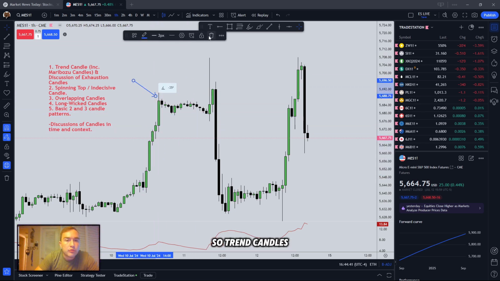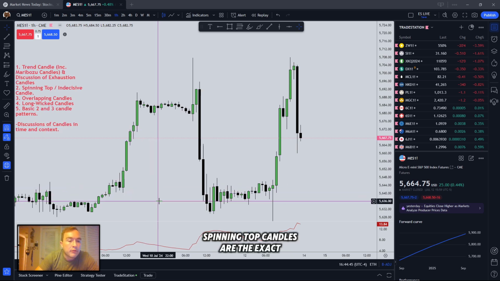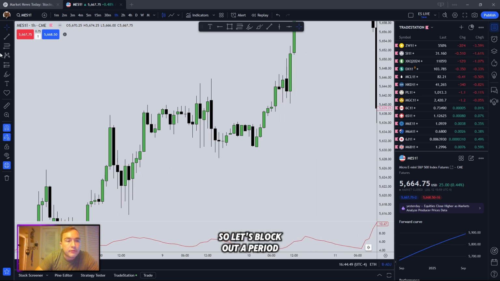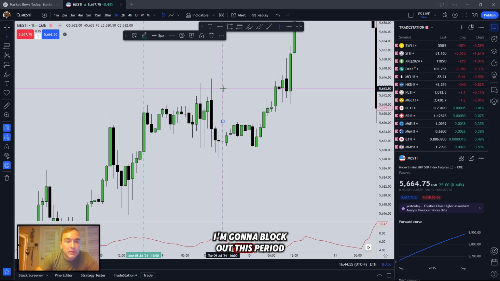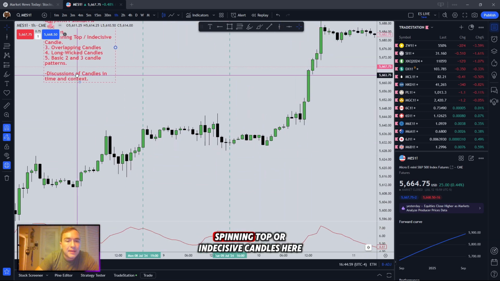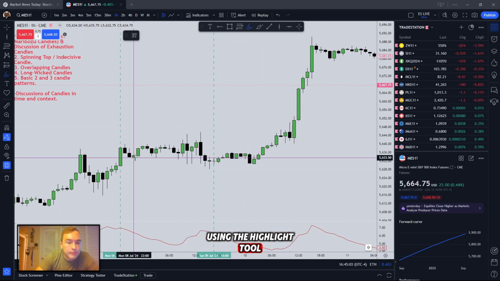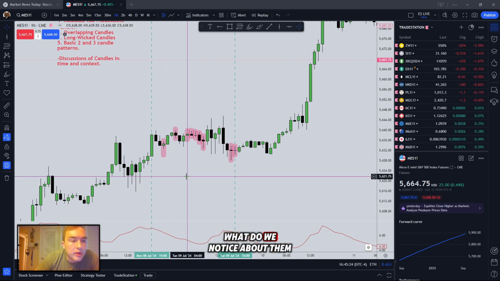Okay, so trend candles are candles moving strongly in one direction. Spinning top candles are the exact opposite. Okay, guys, so let's block out a period of time. So I'm going to use my horizontal line tool here, and I'm going to block out this period of time. And I'm going to highlight spinning top or indecisive candles here using the highlight tool. All of these candles here that I've highlighted, what do we notice about them?